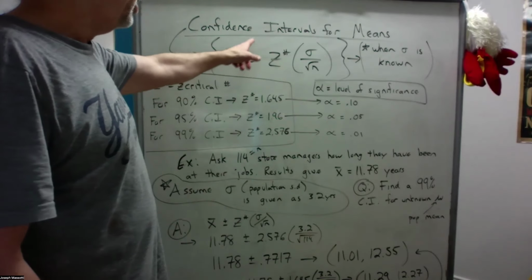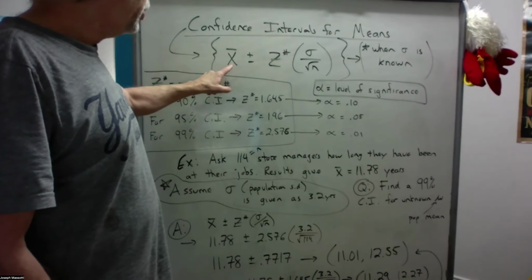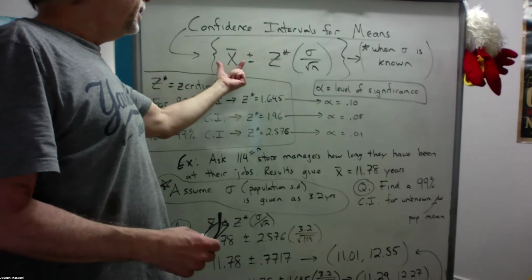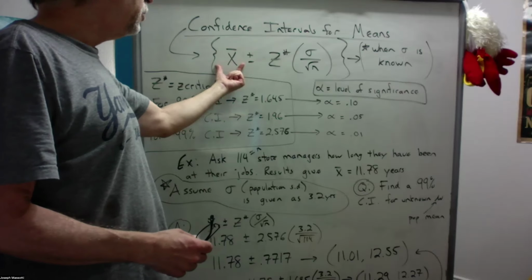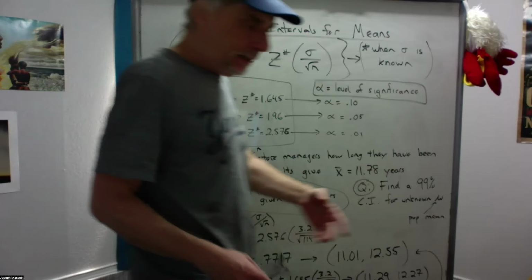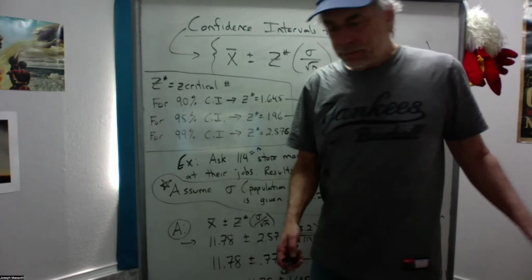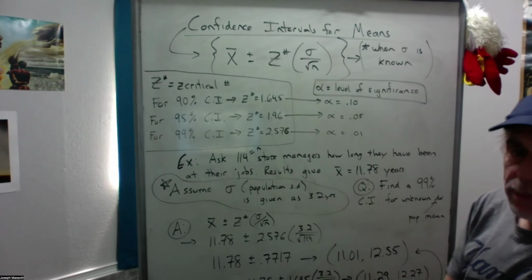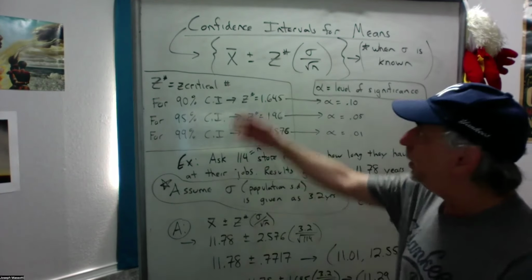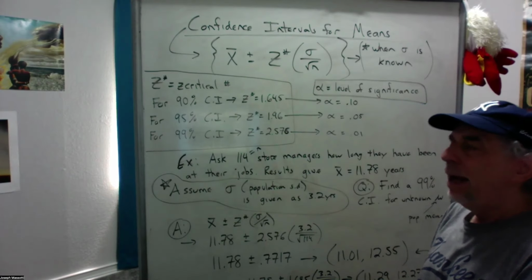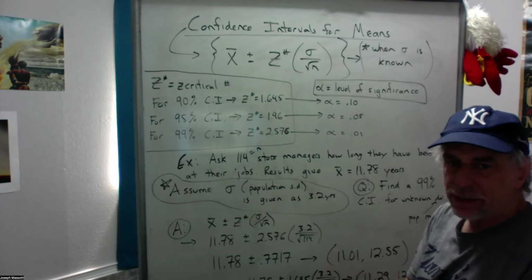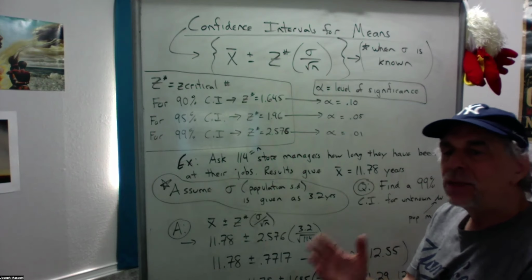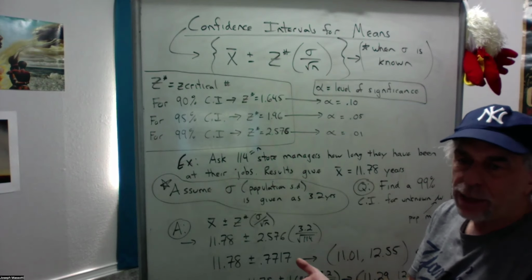Z criticals, yes. All right, so confidence interval for a mean, the center of our confidence interval is going to be our sample mean. Okay, so we're going to take a sample from a population and get a value, a sample mean. And that's a point estimate, right? That's one single point, and it's probably not going to be exactly the population mean, right?